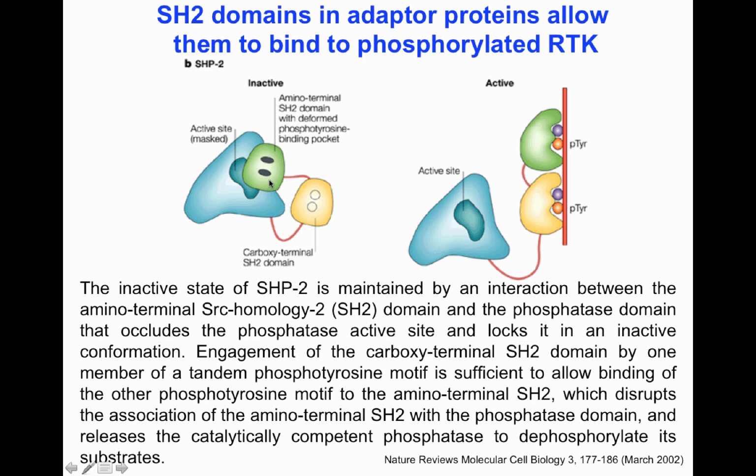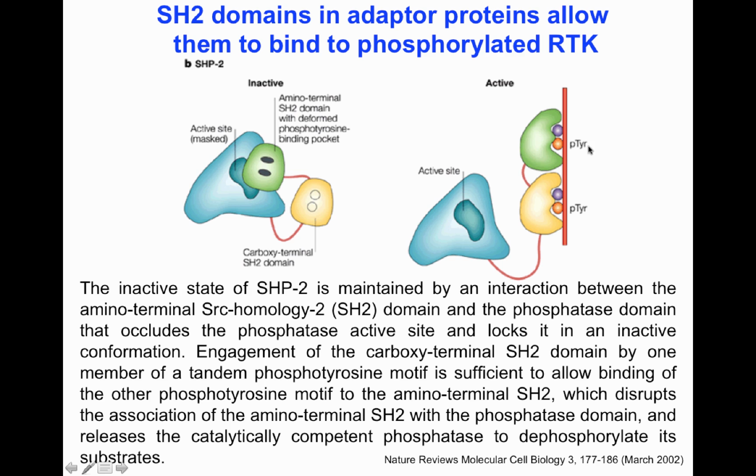Those are going to be amino terminal SH2 domains that, in the absence of their ligand, form a complex that completely inhibits the active site of the SHP2 molecule. Now, when a receptor is phosphorylated on tyrosine, as shown here on the right, the SH2 domain can recognize the phosphotyrosine and bind to it.